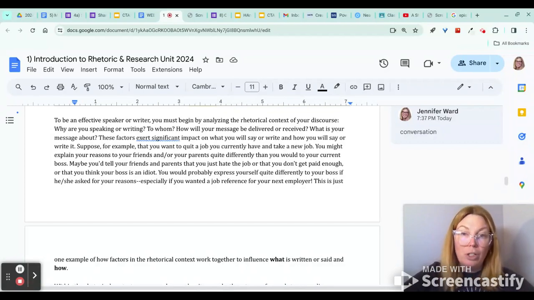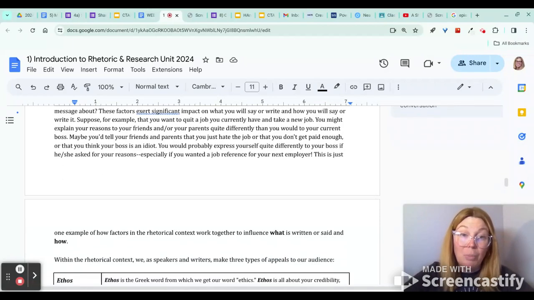Suppose, for example, that you wanted to quit a job that you currently have and take a new job. You might explain your reasons to your friends and or your parents quite differently than you would to your current boss. Maybe you tell your friends or your parents that you hate your job or that you don't get paid enough or that you think your boss is an idiot. You would probably express yourself quite differently to your boss if he or she asked for your reasons, especially if you wanted a job reference for your next employer.